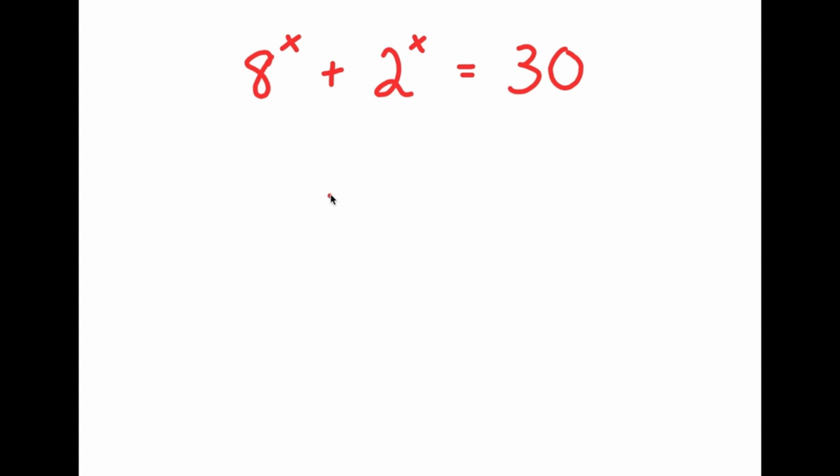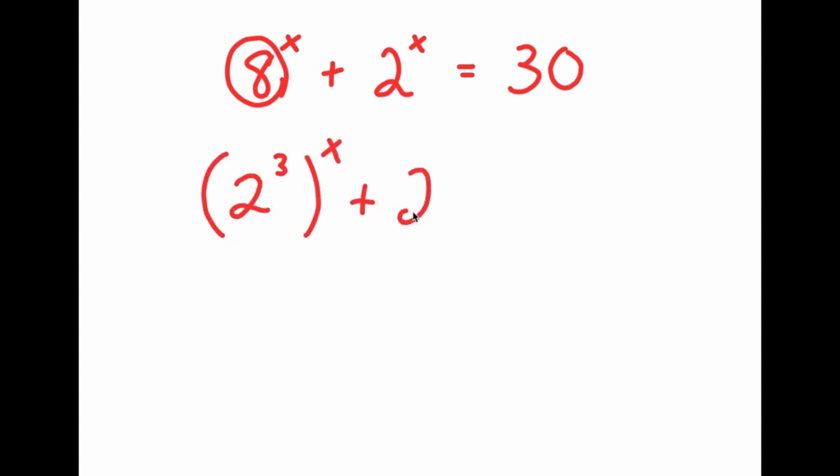Alright, so in this problem, I have 8 to the power of x plus 2 to the power of x is equal to 30. So I'm going to first start by rewriting 8 as 2 to the power of 3. So now I have 2 to the power of 3 to the power of x plus 2 to the power of x is equal to 30.